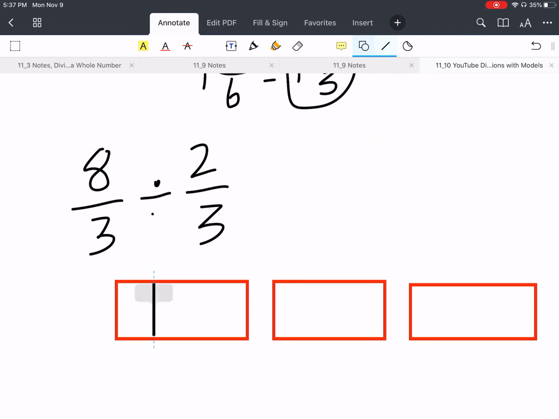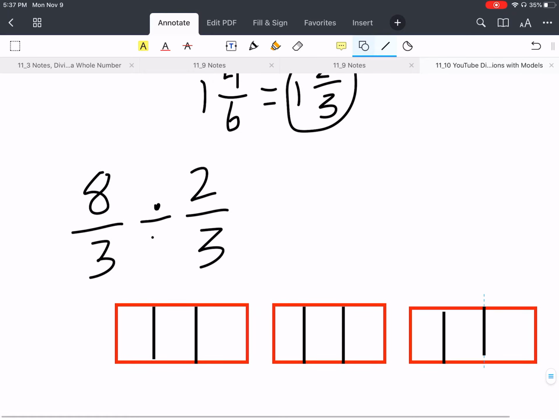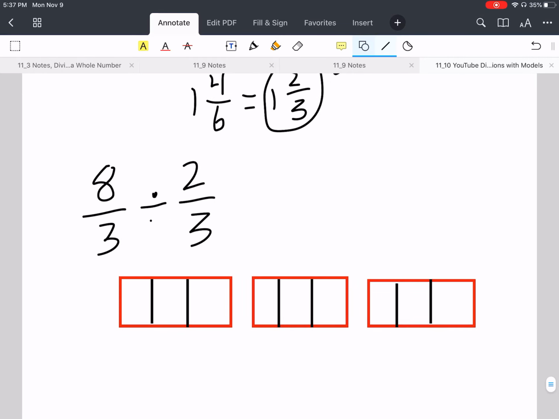So each box represents thirds. So there is 3/3. Here's 3 more, so that's 6/3. Here's 3 more, so that would be 9/3, but we only need 8 of them. So even when we have a number greater than 1, we can still represent this as a model.